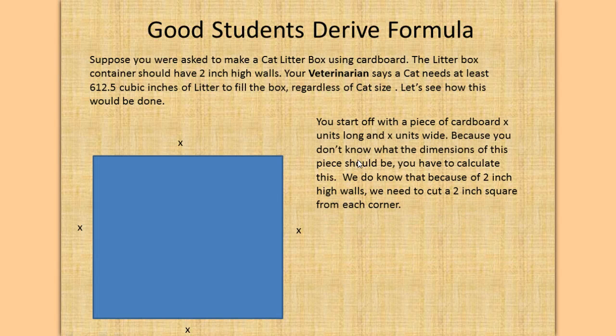Okay, you start off with a piece of cardboard, x units long and x units wide. Because you don't know what the dimensions of this piece should be, you have to calculate this. We do know that because of the 2-inch high walls, we need to cut a 2-inch square from each corner. Now, I just made these 2-inch high walls. You can make these walls whatever you want, but I'm quite sure you wouldn't want your cat climbing over 5-inch walls to get into a box. I just made them 2 inches.